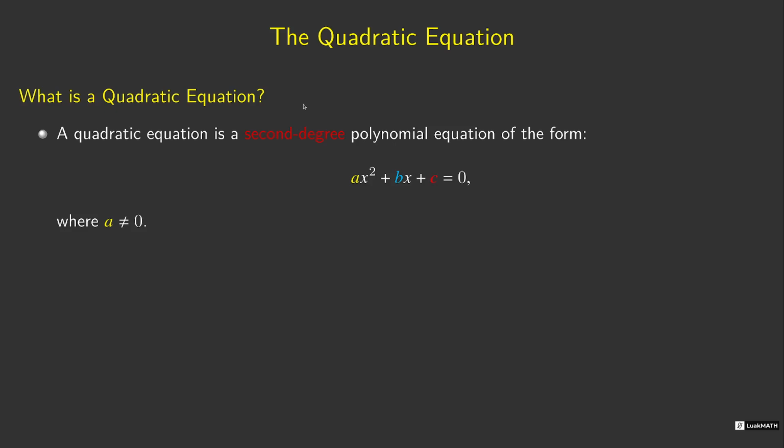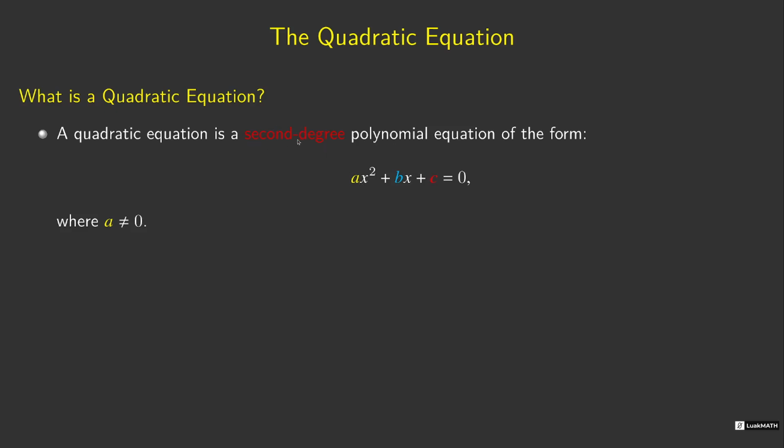By definition, a quadratic equation is a second-degree polynomial, and it takes the form ax squared plus bx plus c equals 0. Now, this a here cannot be equal to 0. Otherwise, this first term will disappear, and then you're looking at bx plus c. So therefore, a cannot be 0. So a has to be non-zero.